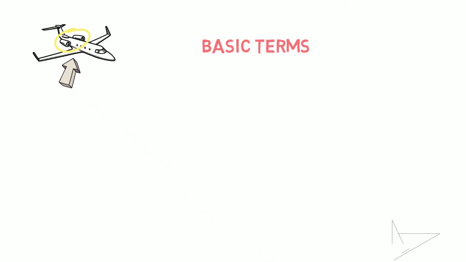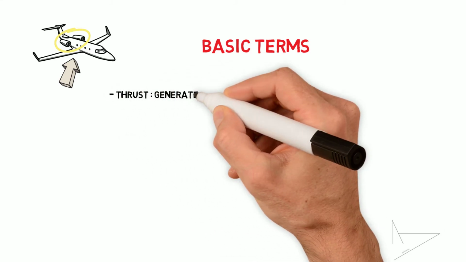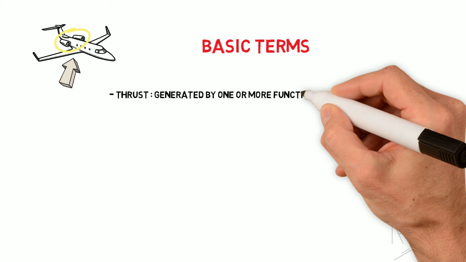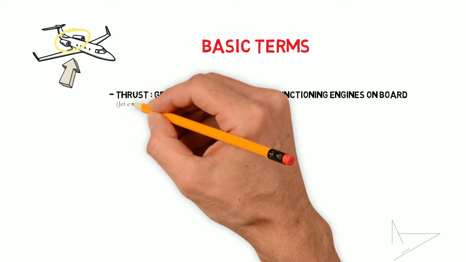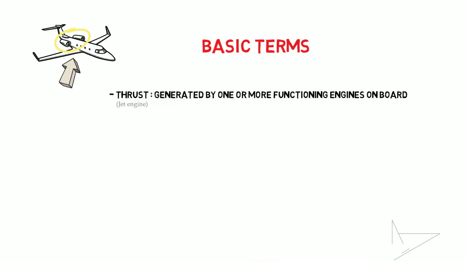Let's now have a look at some basic terms. The first term comes from lesson 1. Remember the four forces acting on an aircraft? Thrust is generated by one or more functioning engines on board. All aircraft engines give a push forward, as we will see very soon. However, the term thrust is generally used only when referring to a jet engine.